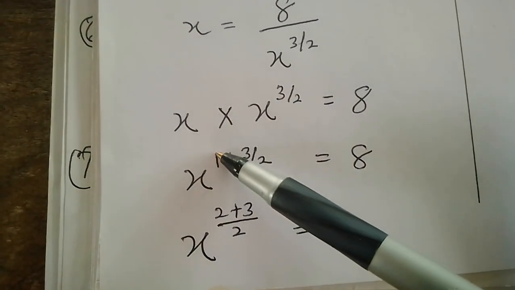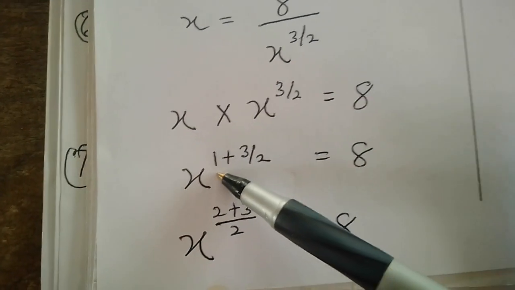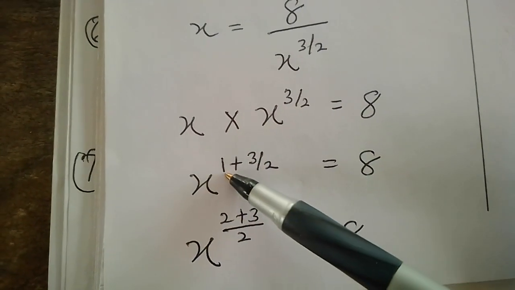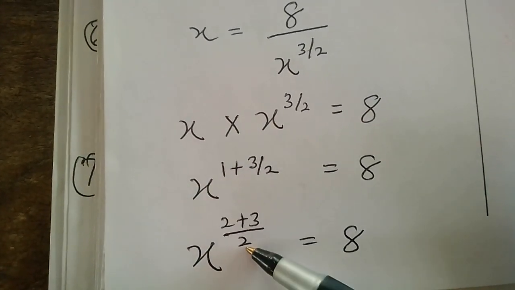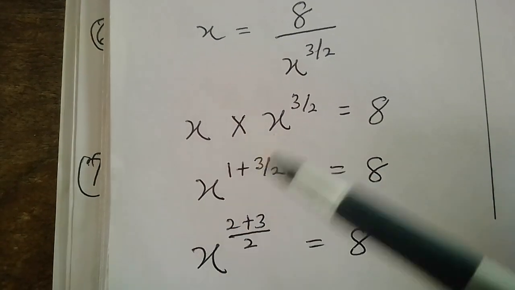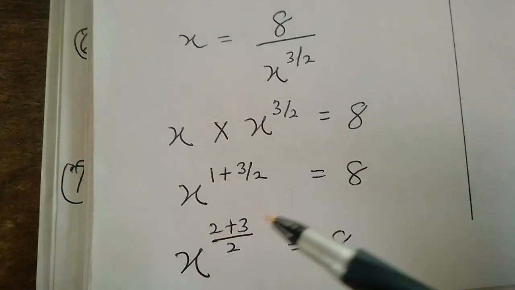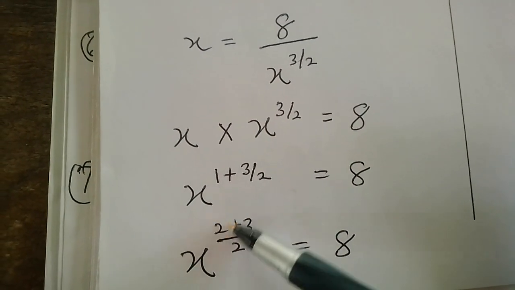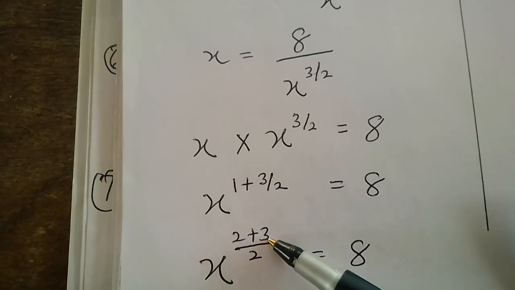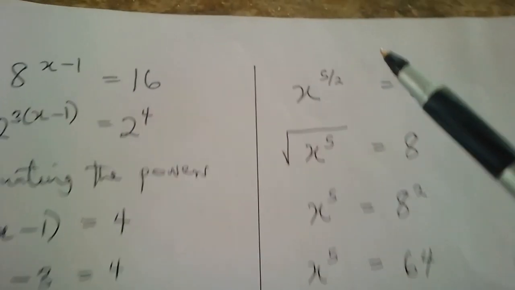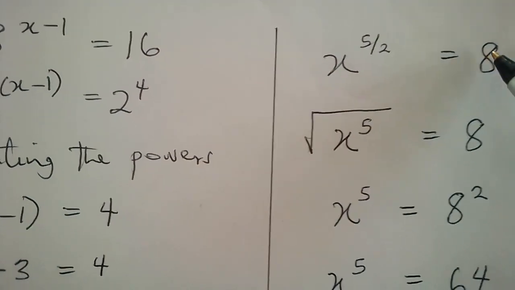This is a fraction. This one whole number is the same thing as 1 over 1. So the LCM of 1 and 2 will give us 2. The denominator of this one is 1, right? So how many 1s in 2? 2. 2 times 1 is 2. Plus, how many 2s in 2? 1. 1 times 3 is 3. So that means you have x raised to power 2 plus 3 over 2 is equal to 8. So 2 plus 3 will give us 5 over 2. x raised to power 5 over 2 is equal to 8.